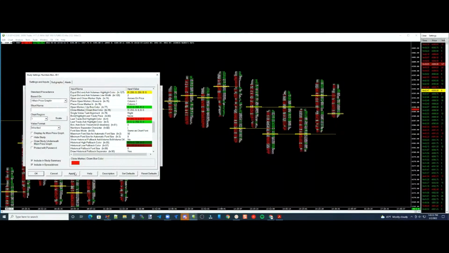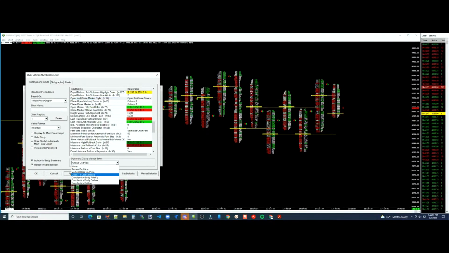So watch, when I hit apply, you're going to see these guys right here. This is your open and close markers, okay? But what we want to see is this would tell you that the bar opened right here and it closed down here. Actually, it opened up here and closed down here. So what we want to do is we want to see the actual bar itself.